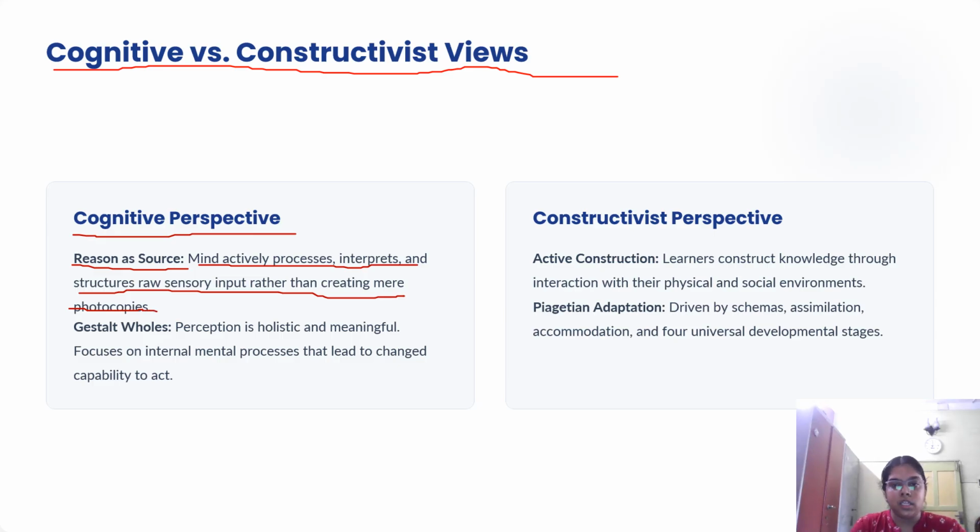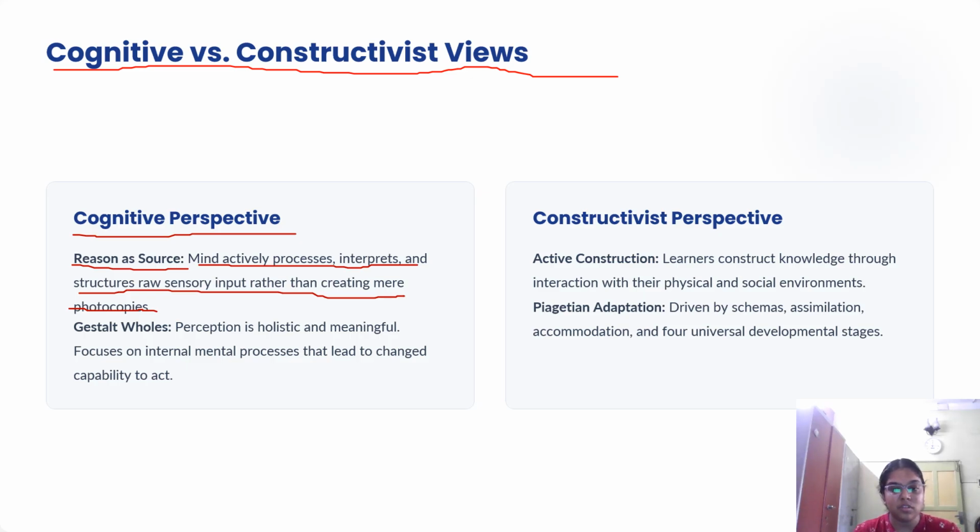So our mind actively processes, interprets and structures the raw sensory input rather than creating mere photocopy, because mind cannot create any sorts of photocopy of an incident. Just like we can use a photocopy of any document just for sake of keeping record, but our mind doesn't do that. Whatever incident we see, we watch, we notice, and depending on the consequences and the impact of the incident, every detail is being recorded in our mind.